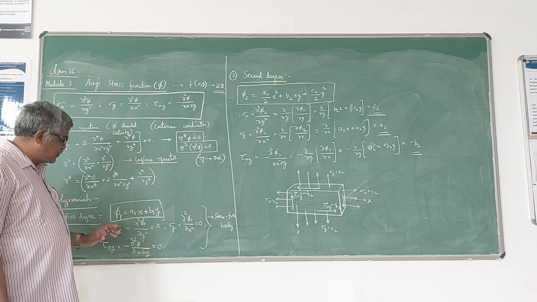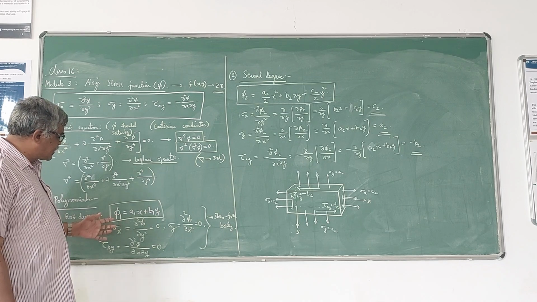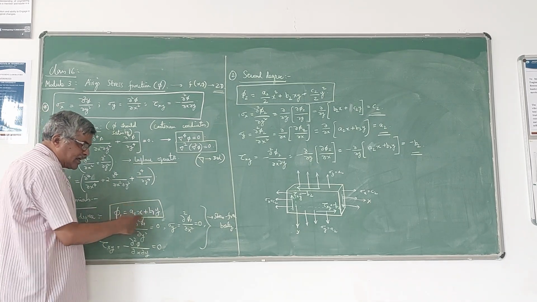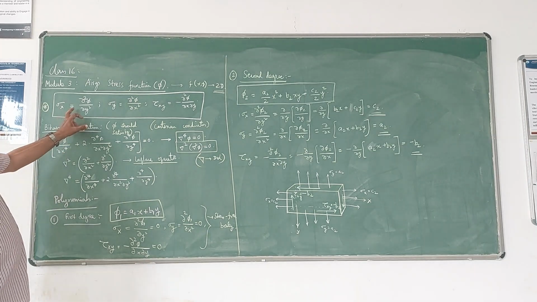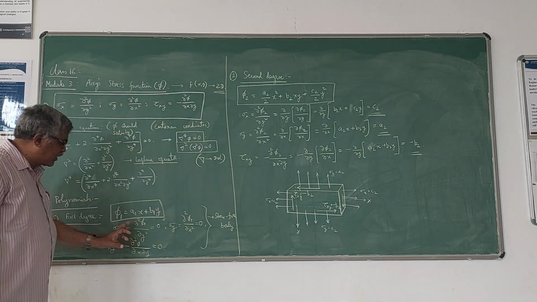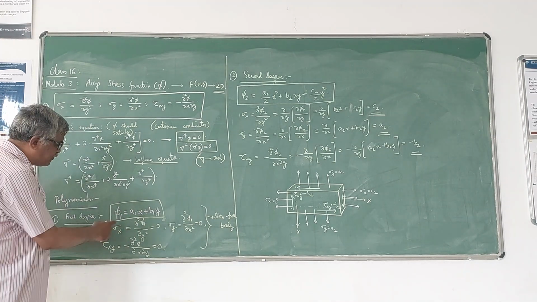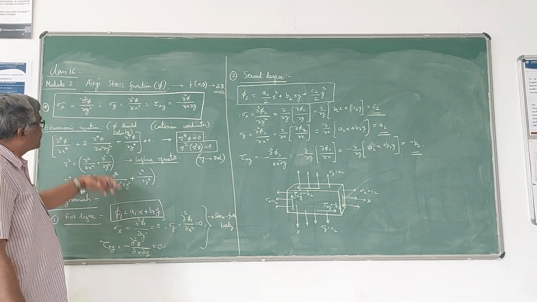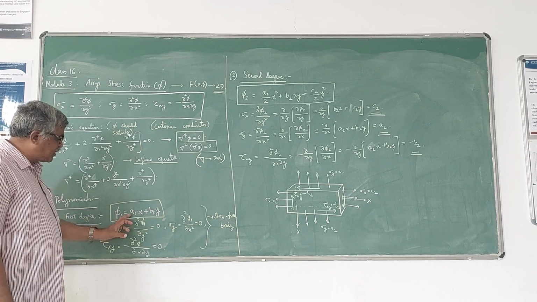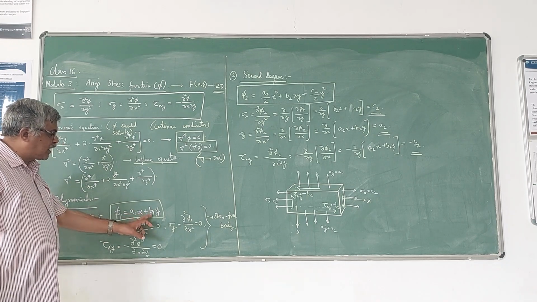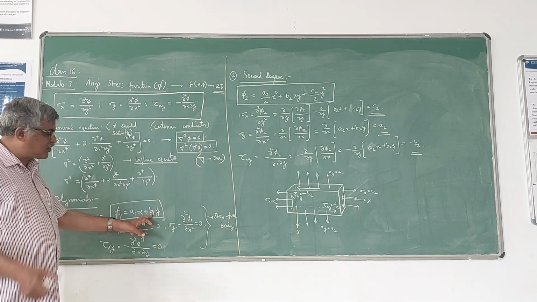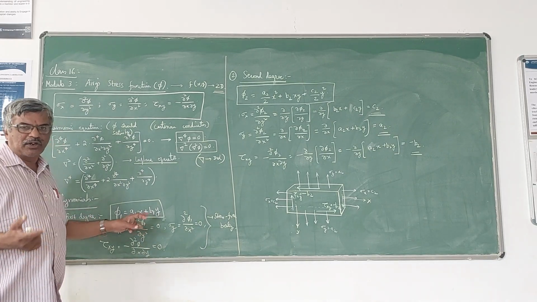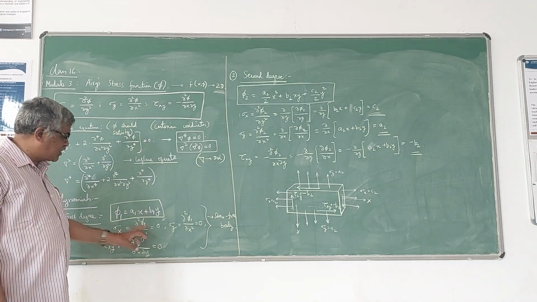Now if you want to find the stress components for this Airy stress function, sigma x is dou square phi 1 by dou y square. Here 1 stands for the first degree, that's all. Phi 1 stands for first degree. If you differentiate this once with respect to y, you will get b1, and if you differentiate twice with respect to y, you will get 0. So sigma x will be 0.